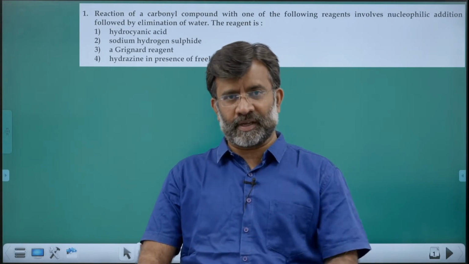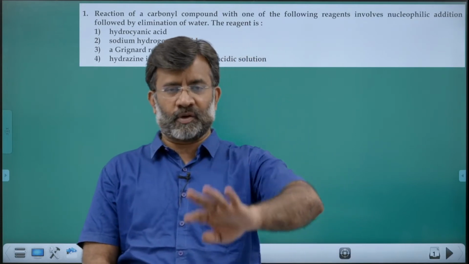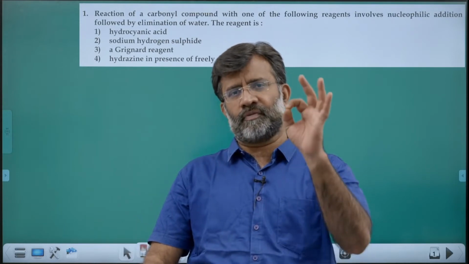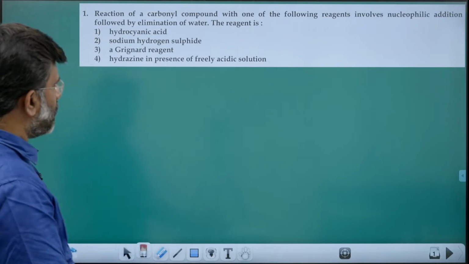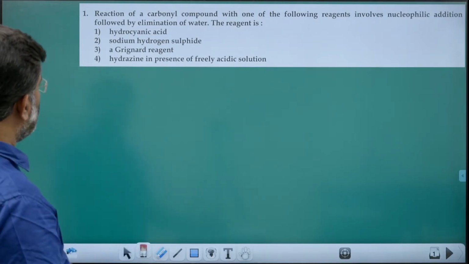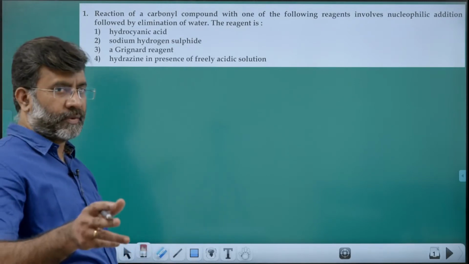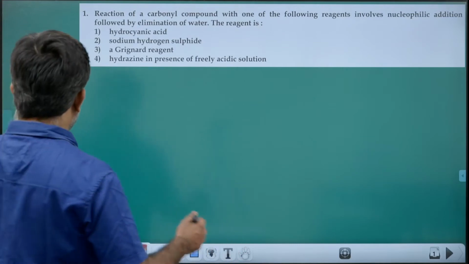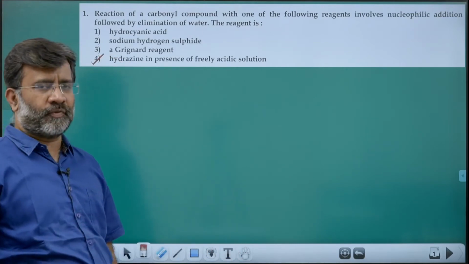Hydroxylamine, hydrazine, phenylhydrazine, 2,4-dinitrophenylhydrazine, 2,4-DNP, semicarbazide. All these function like this. There is the addition reaction followed by elimination, and that is the ammonia and derivatives interacting with the carbonyl compound, and the answer, no doubt, is option 4. Option 4 is the correct answer.